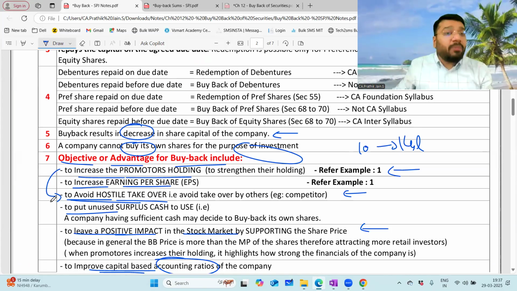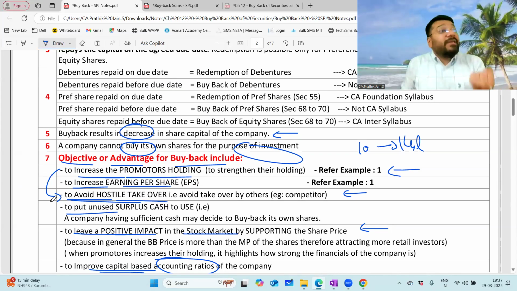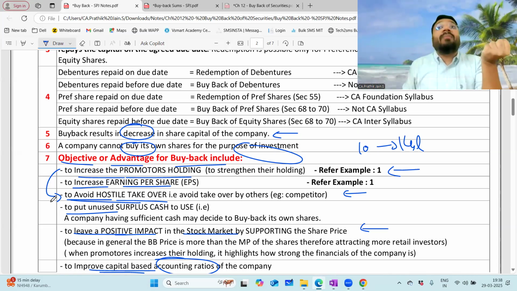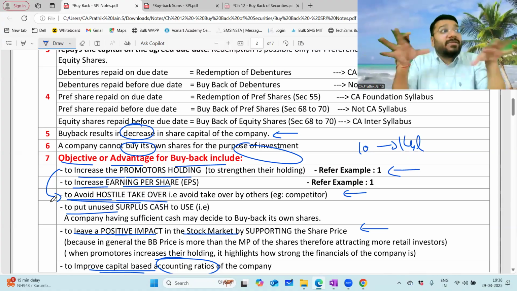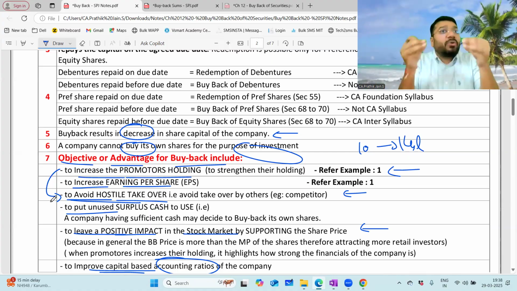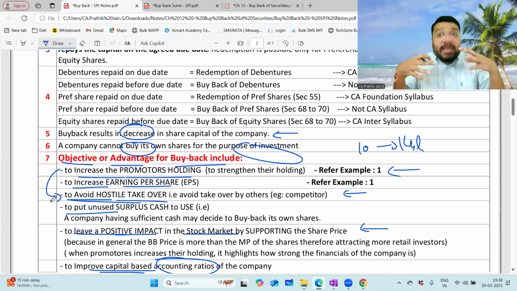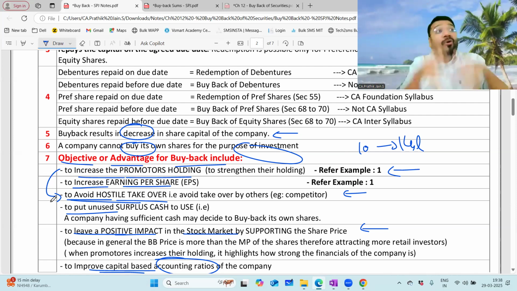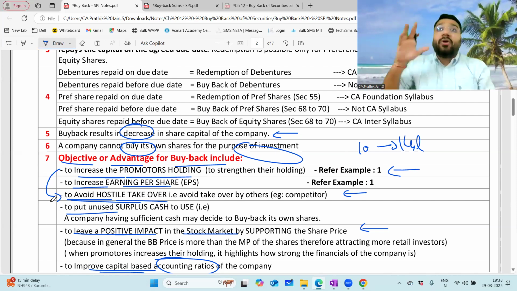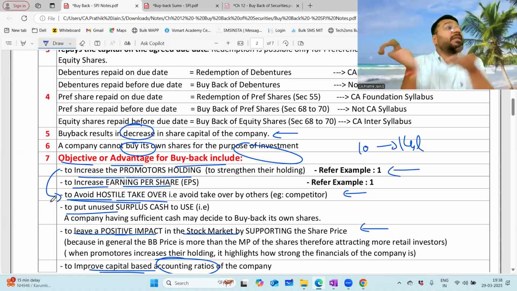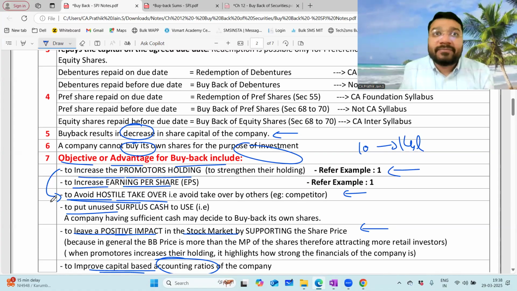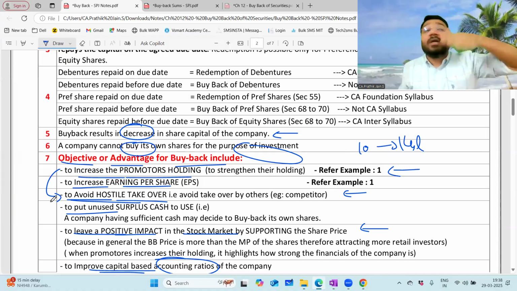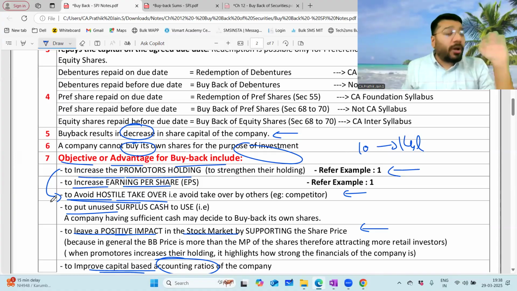So the first and the third points are almost linked. Why does the promoter want to increase his stake? So that the hostile takeover could be avoided. What is hostile takeover? It is a takeover by the competitors unknowingly, that is, without the company's knowledge. Gradually, slowly from the market, they start buying in a way where after a point, the competitor's share in your company will be more than your own share. So what happens when your competitor's share in your company becomes more? They will kick you out and come and run the company. Am I right? So management is getting changed, the management is getting affected. So to ensure effective management, to avoid hostile takeover, buyback is a very good option.